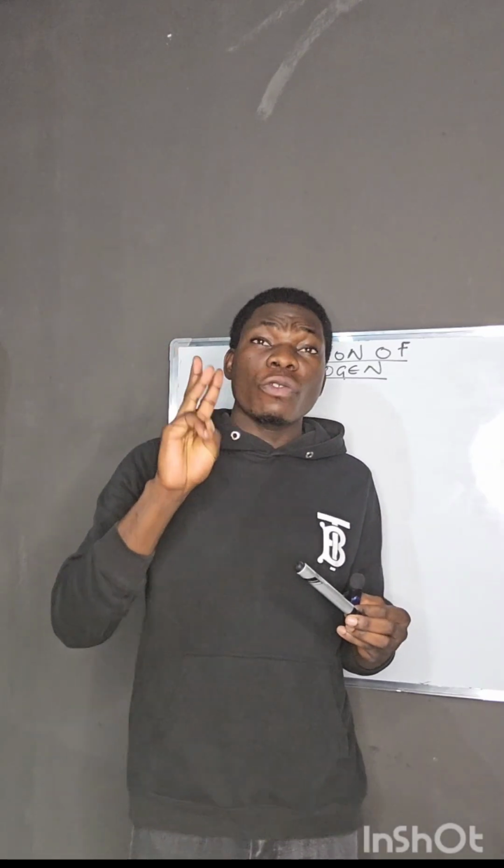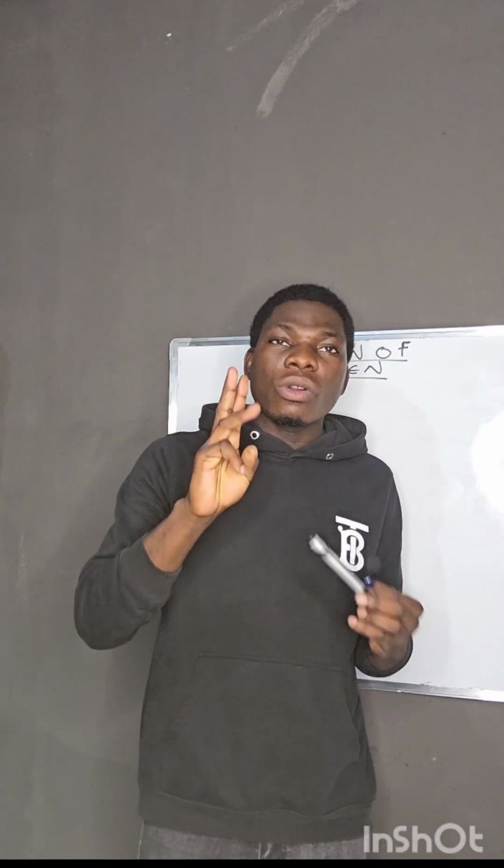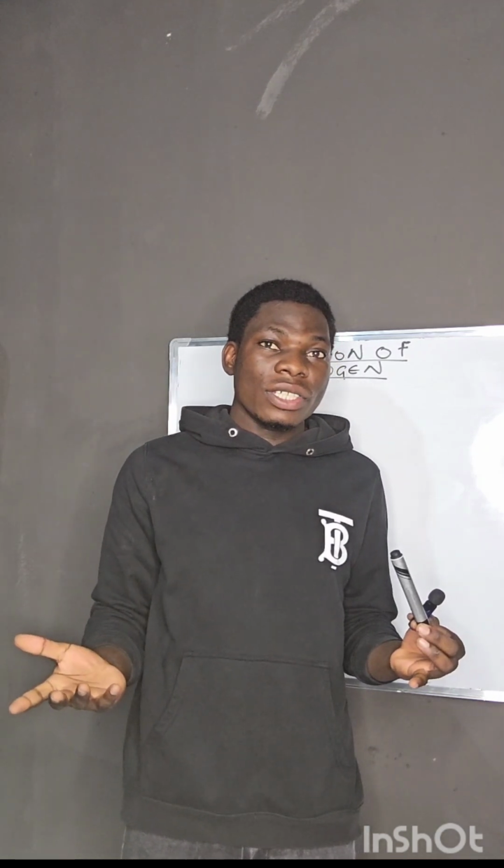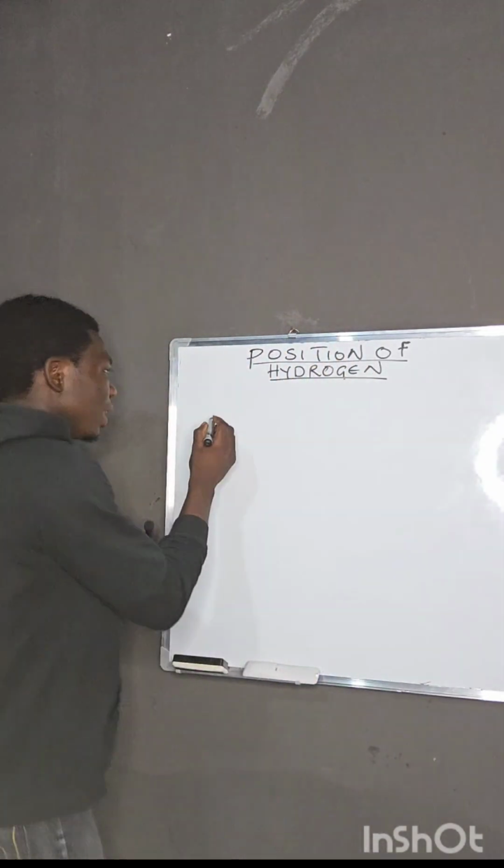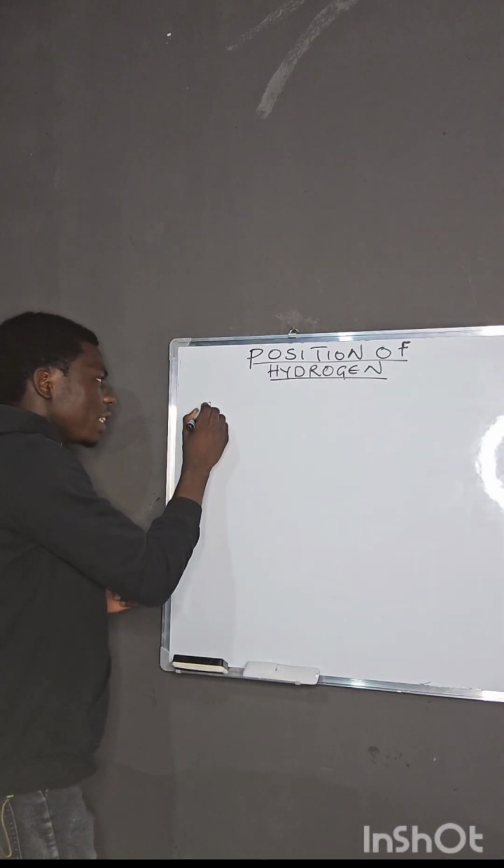The reason is that hydrogen can fit in group 1, it can fit in group 4, and it can also fit in group 7. Now, why can hydrogen fit in group 1, group 4, and group 7? Here are the reasons why hydrogen can be placed in these 3 groups. Let's go. Number 1, hydrogen can fit in group 1.